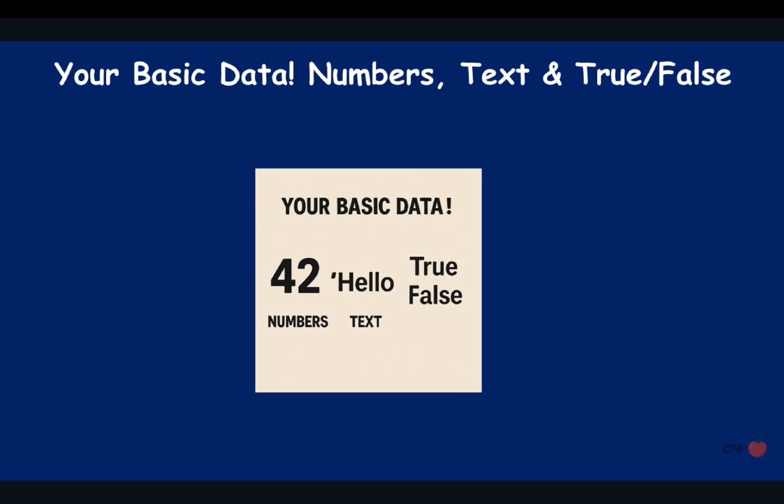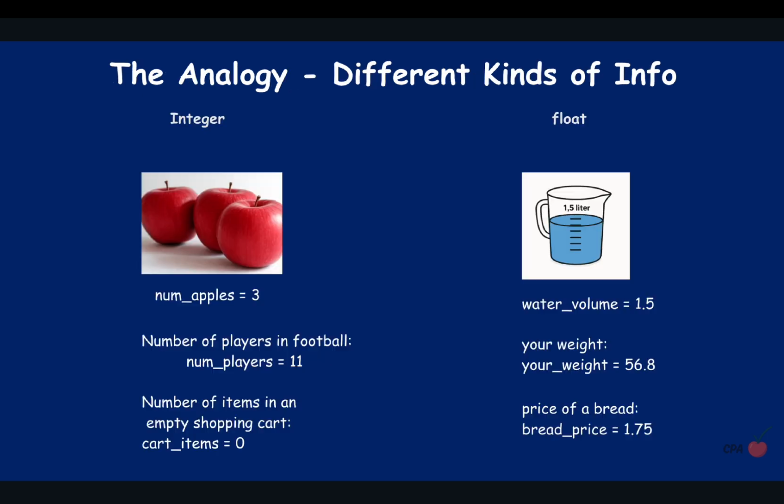In this video, we'll meet four fundamental data types: whole numbers, also called integers; numbers with decimals, also called float; text; and simple true or false values. Let's think about these four kinds of information.